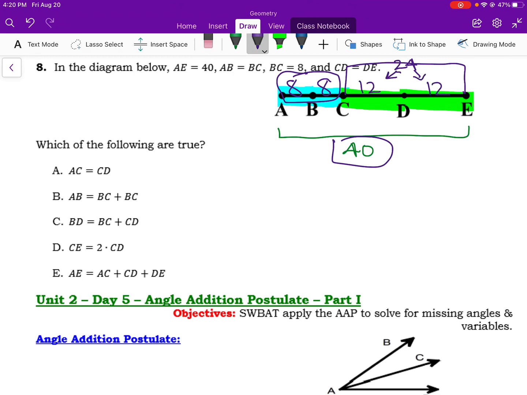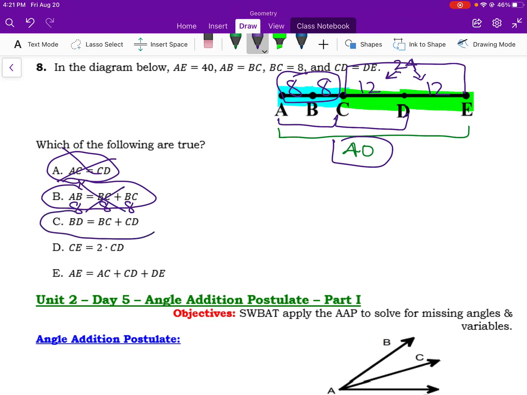So let's see if that information helps us with our options. Is AC equal to CD? No, because 16 is not equal to 12. How about, is AB equal to BC plus BC? AB is 8. BC we found to be 8 as well, so no, that's not true either.